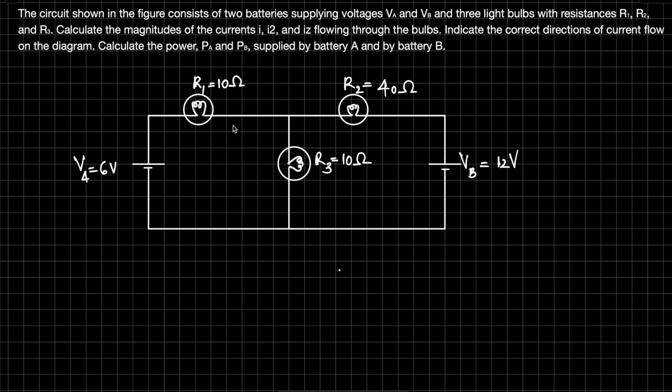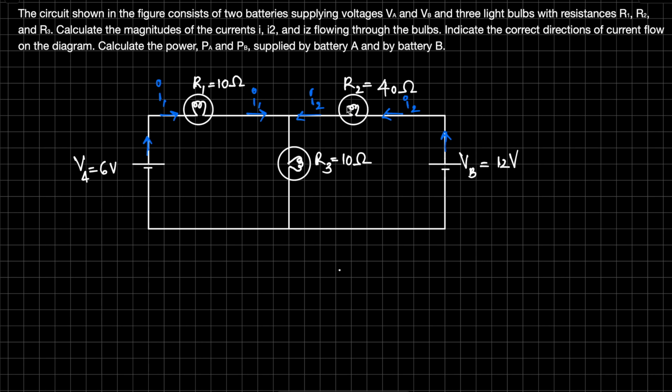I'm going to assign direction for the current. So this battery is facing up. This is the positive terminal of this battery. So current is flowing upwards. This current is flowing through resistor R1. Let's call it I1. For this battery, this is the positive terminal, so the current is flowing up. And the same current is flowing through resistor R2. Let's call it I2.